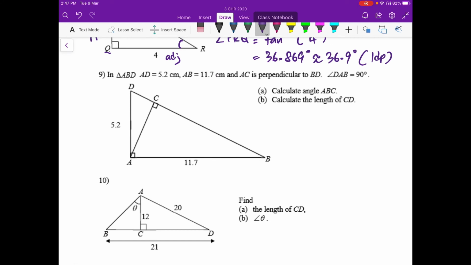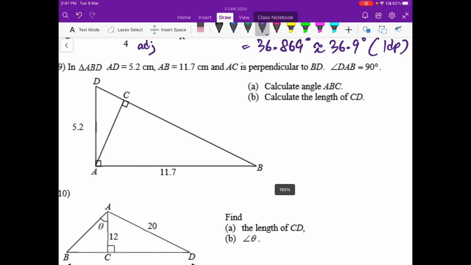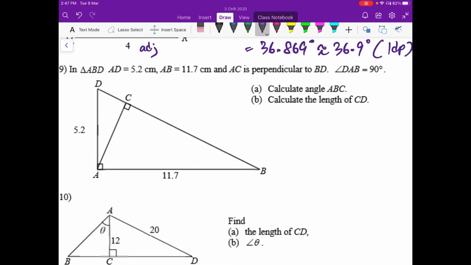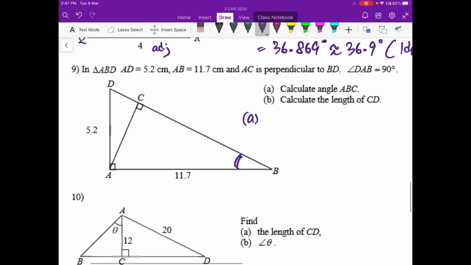Last two questions. Okay, first we need to find angle ABC. ABC is found over here. We will look at the big right angle triangle to find this angle with the 5.2 and 11.7. With reference to this angle, we have opposite and adjacent. So form the trigo ratio with opposite and adjacent.